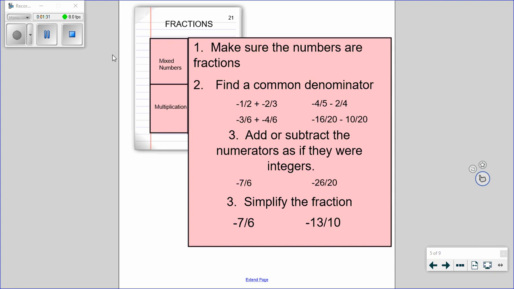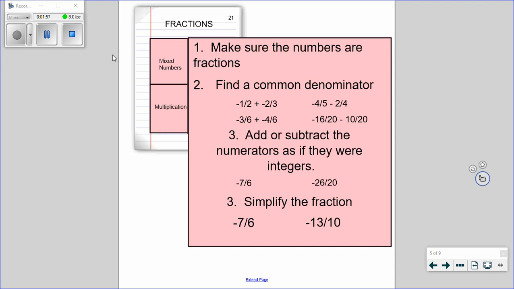All right, so we start off with an example, -1/2 plus -2/3. Our common denominator is 6. So we change -1/2 to -3/6, and then -2/3 to -4/6. -4/5 minus 2/4, our common denominator is 20. -16/20 minus 10/20. Then we add or subtract as if they were integers. We get -7/6 and -26/20.